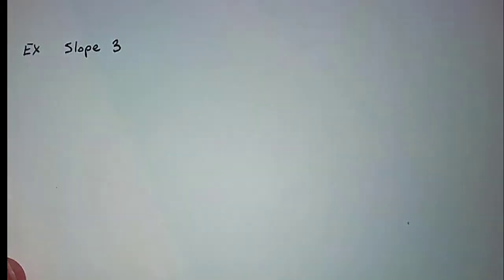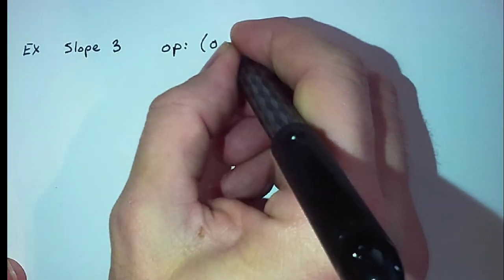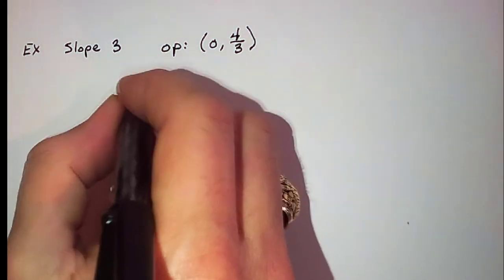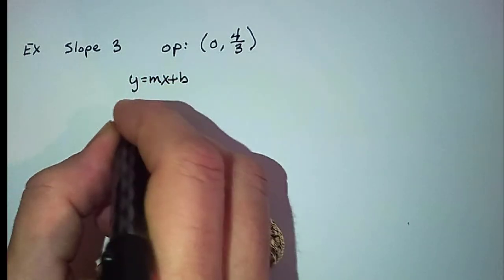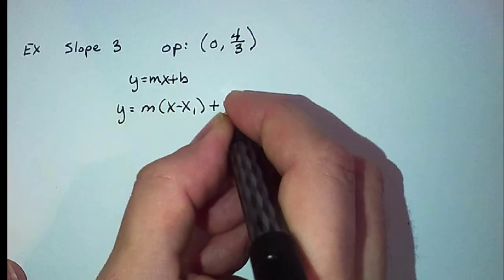Okay, the next example here is going to work with the ever-dreaded fraction. So we're going to have a slope of 3, and an ordered pair, I'm going to just say OP, ordered pair of 0 and 4/3. Now, don't panic just because we have a fraction. We can work around that pretty well. Remember, I want y equals mx plus b. And I get that with the formula y equals m times x minus x1 plus y1.